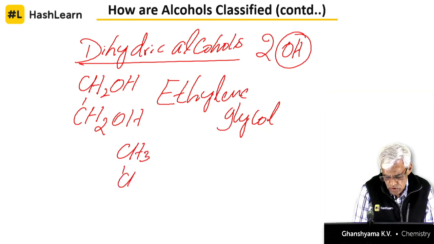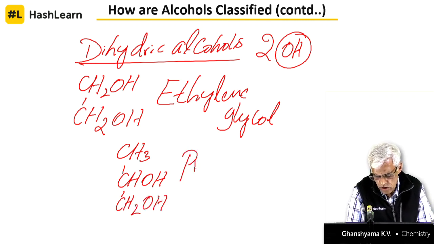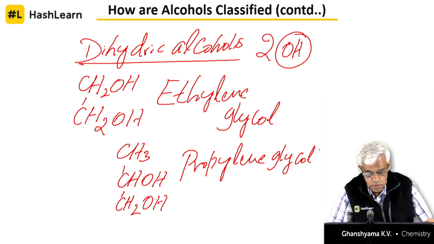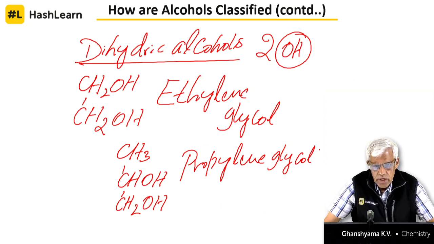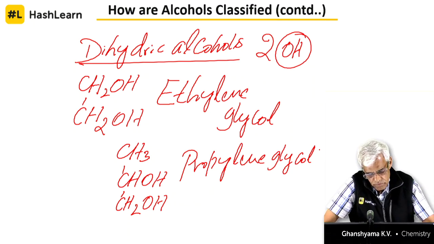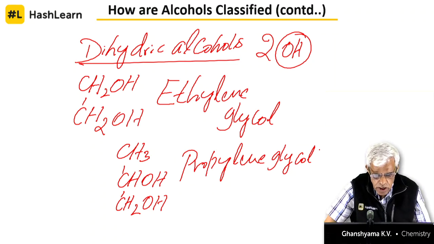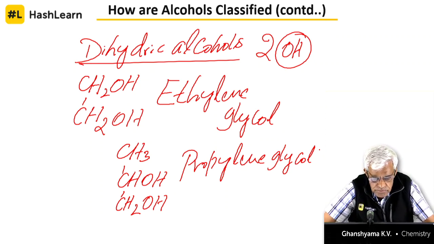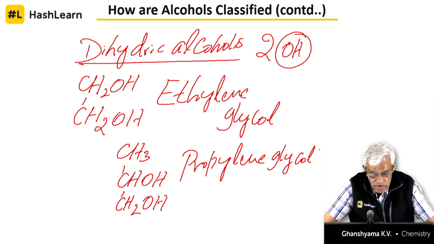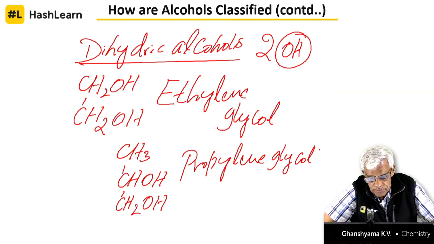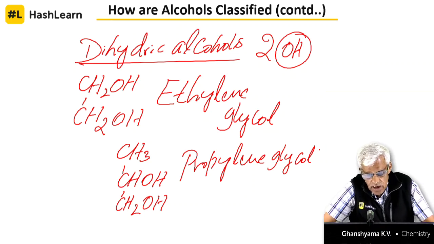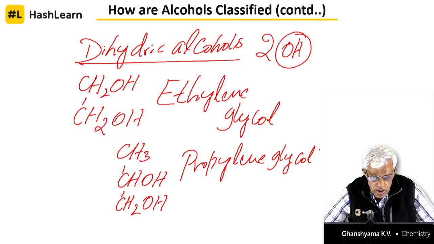CH3, CHOH, CH2OH is called propylene glycol. These are all common names. Propylene glycol. They contain two OH groups, and the two OH groups must be present on two different carbon atoms. Yes, you are giving the answer for that. Excellent. You have studied well about alcohols. You are all youngsters. We, the old people, study alcohol because, as I said, it is a very, very interesting compound. Okay.